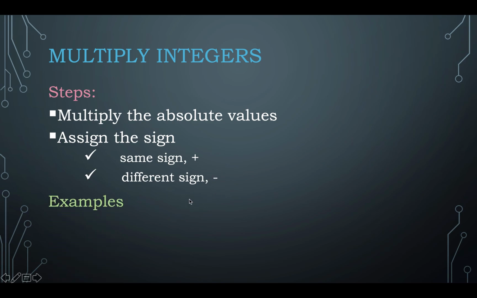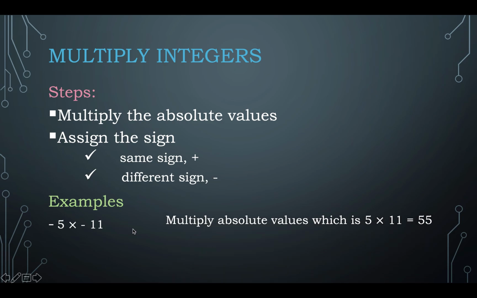Let's see an example. Negative 5 times negative 11. First you need to multiply the absolute values. So the absolute values are 5 and 11. So 5 times 11 it will be 55. Then second is you need to assign the sign. If it's same sign, positive. Here it's same sign, both of them are negative, so the answer will be positive. So the final answer is 55, which means positive 55.